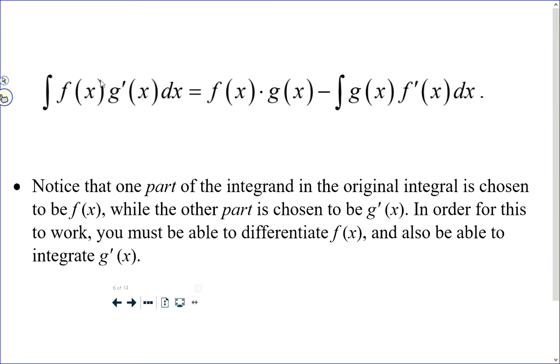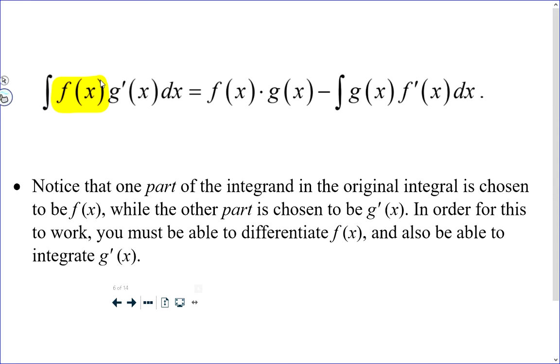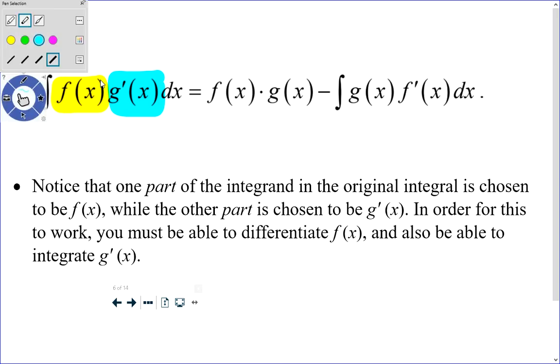All right, so notice that one part or factor of the integrand in the original integral is chosen to be f of x. It's chosen to be called something that is a function of x. But the other part is chosen to be called the derivative of a different function of x. And our goal is to rewrite that integral as an equivalent expression using the information on the right. So how does that work?